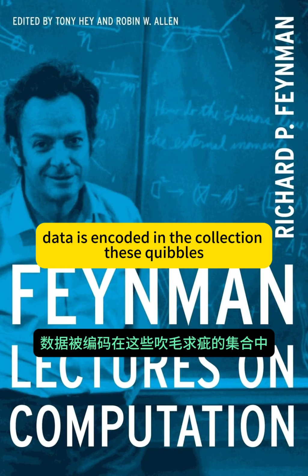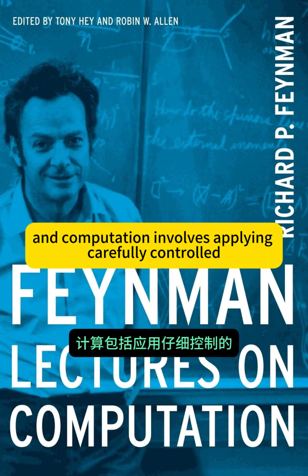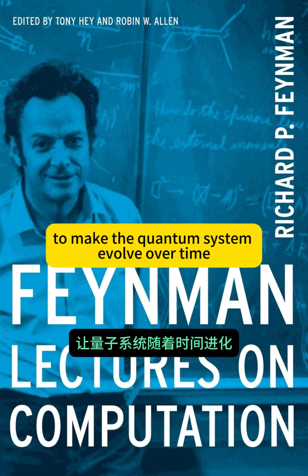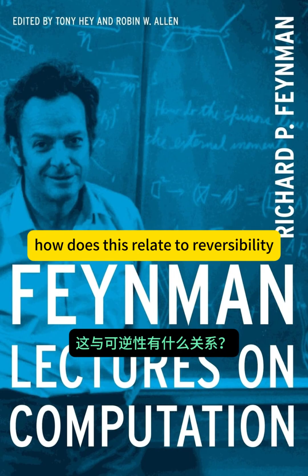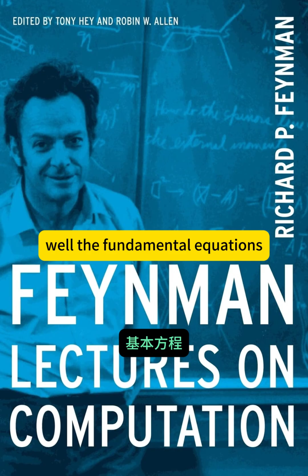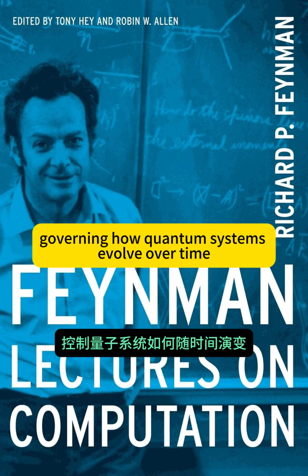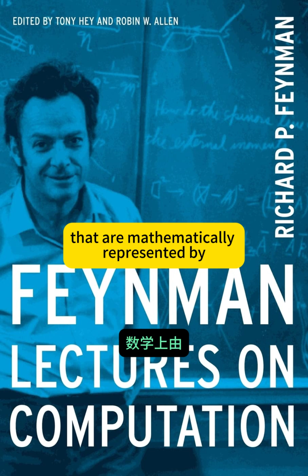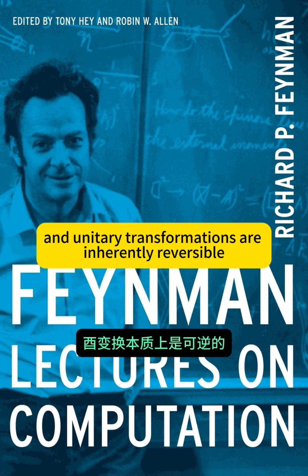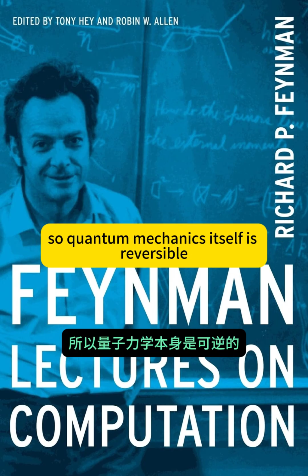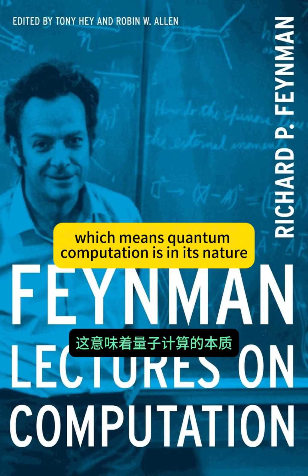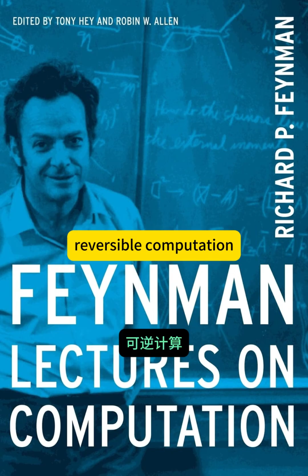Data is encoded in a collection of these qubits, and computation involves applying carefully controlled physical interactions to make the quantum system evolve over time. How does this relate to reversibility? Well, the fundamental equations governing how quantum systems evolve over time, the Schrödinger equation, describe transformations that are mathematically represented by unitary matrices. And unitary transformations are inherently reversible. So quantum mechanics itself is reversible. The basic evolution is, yes, which means quantum computation is, in its nature, reversible computation.